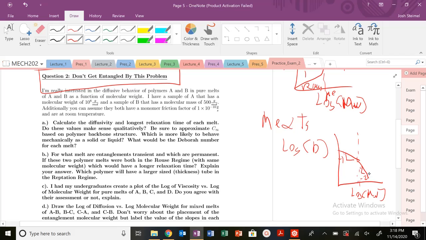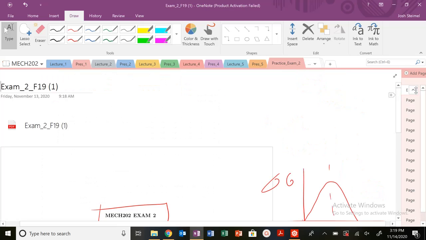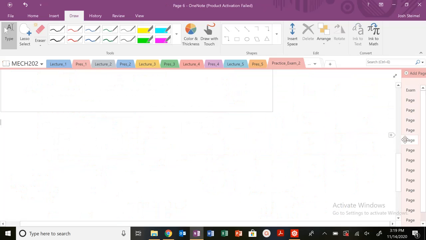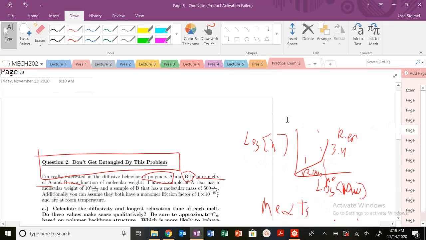So I am looking at the diffusive behaviors of polymers A and B in pure melts of A and B as a function of molecular weight. Let's remind ourselves, again, you might want to print this out and have these polymers kind of cut out. So A and B. B has a larger TG than A, so we're going to expect to see some shifts there. So let's go ahead and look back. A and B are the polymers that we're looking in.